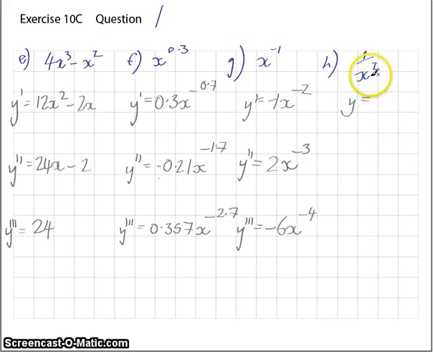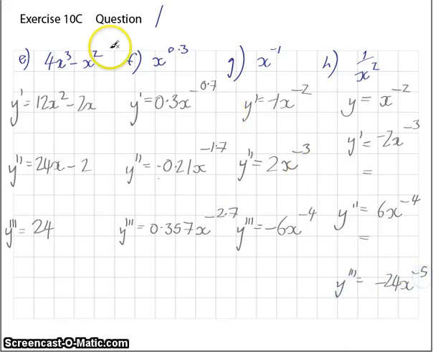Before I start this one, I'm going to rewrite this as a power, so I can then use my index rules to use the power rule. So I've got minus 2x to the minus 3, and then I want to leave room to come back and write it as a fraction because that's how the question was given to me. The second derivative will be 6x to the minus 4. Again, I'll come back and write it as a fraction. And then the third derivative is minus 24x to the minus 5.